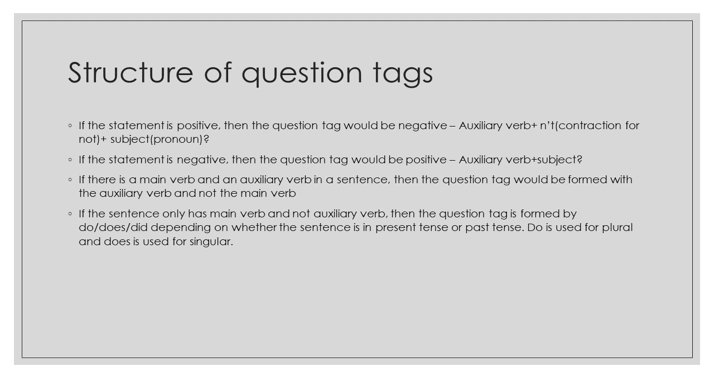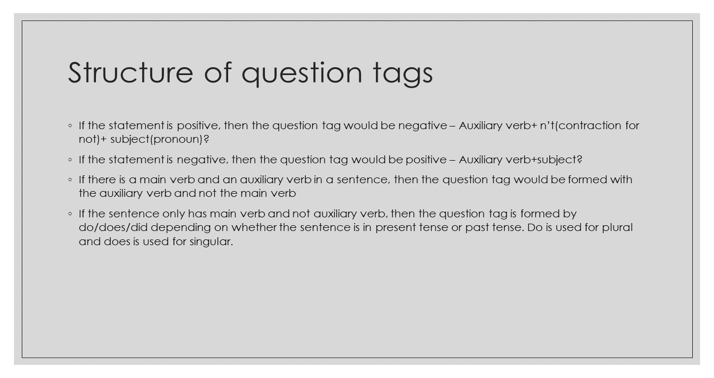So if the statement is positive, you're going to use an auxiliary verb followed by the contraction form of not. You don't use the word not, but you use an apostrophe t. As I told you, question tags are strictly confined to conversational English only. You don't use them in written communication. So for that reason, you use contraction to make it shorter, and you always follow it by the subject, which is your pronoun. So that is your basic structure.